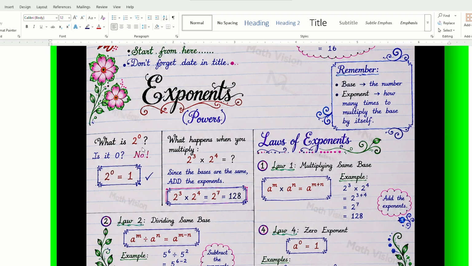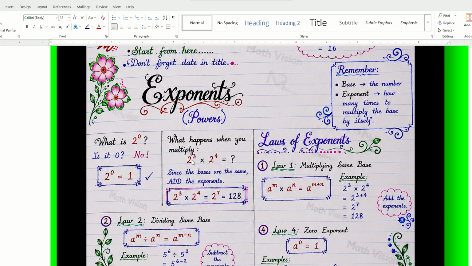Next, what is 2 raised to power 0? Is it 0? No. 2 raised to power 0 is equal to 1. Every number which has exponent 0, the answer will be 1.